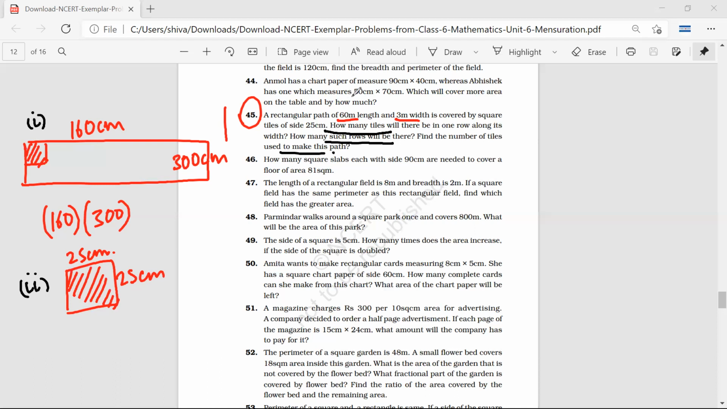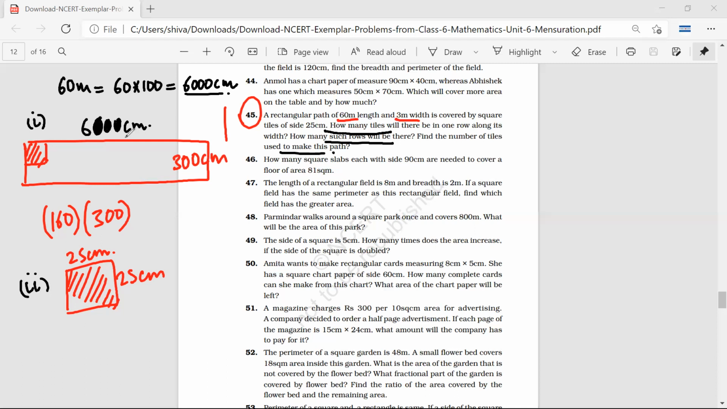So your path is 60 meter length. So I've made a mistake here. I'm writing the length of the path as 600 centimeter. No, it would be 6,000 centimeter. It is 60 meter. So 60 into 100 would be 6,000 centimeter.